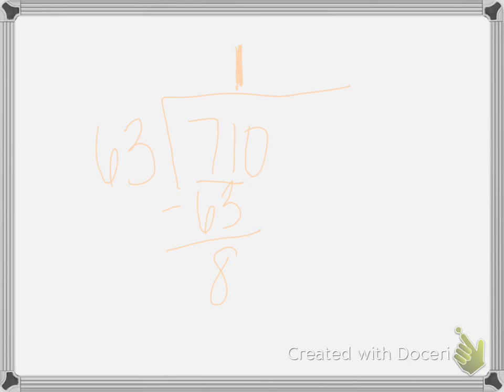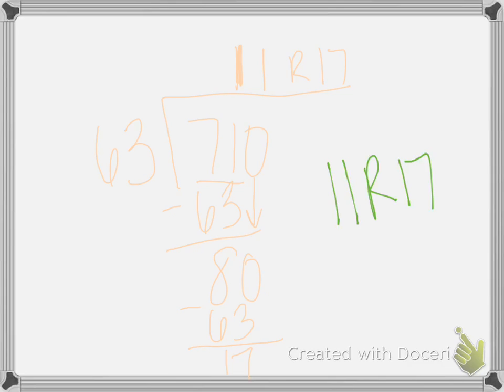You get 8. I have to then drop down my 0. How many times does 63 go into 80? Just once. 1 times 63 is 63. Please do 80 minus 63. And we get 17. We have nothing left to drop down over here. Nothing's over there. So we have 11 remainder 17. So this is our answer.